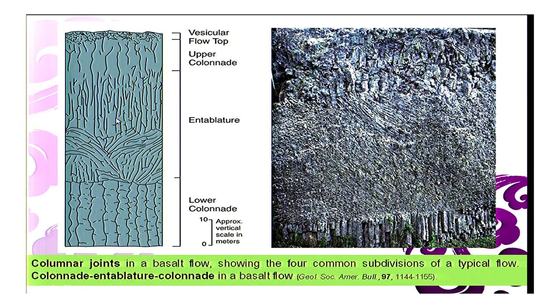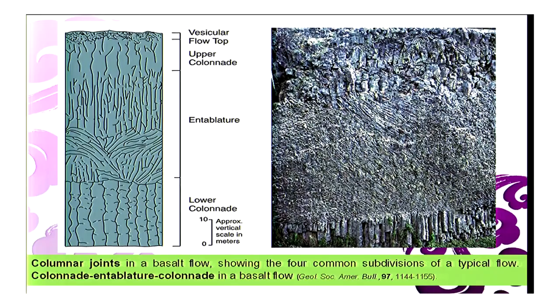This is also a technical term, and the lower part of this flow is called the lower colonnade structure, where again you have fractures, but these fractures are not exactly vertical; they are inclined in a particular direction. So, this zone is called the lower colonnade. Now we can divide the entire lava morphology into 4 important zones: the uppermost vesicular zone, the upper colonnade zone, the entablature zone, and the lower colonnade zone.